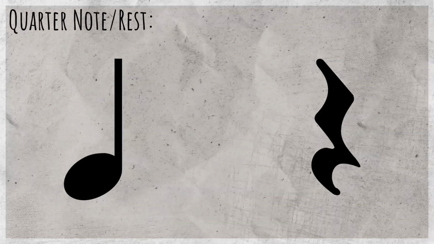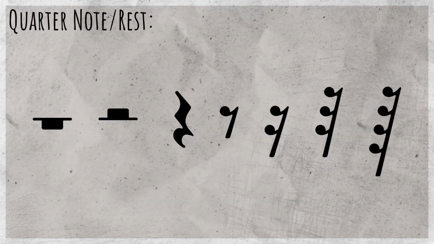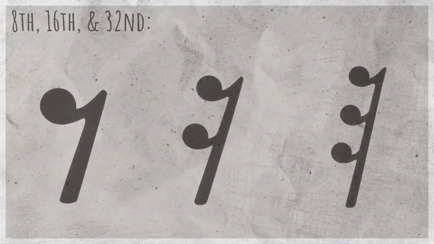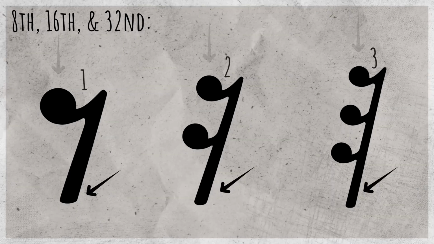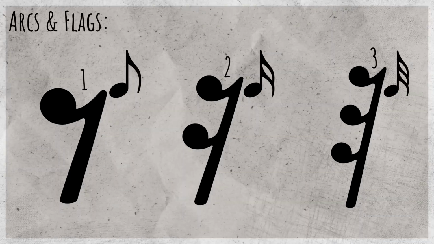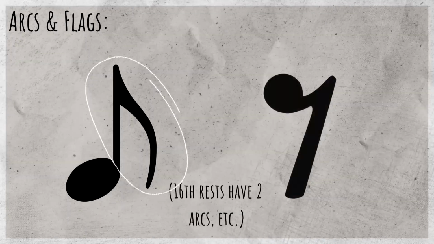Moving on, we have the quarter note and its corresponding rest. It has a unique appearance that makes it easily memorable, especially when compared to the other rests. These next 3 rests share a similar appearance defined by a stem and a number of curved arcs. The arcs correspond to the number of flags. Eighth notes have 1 flag, so eighth rests have 1 arc.